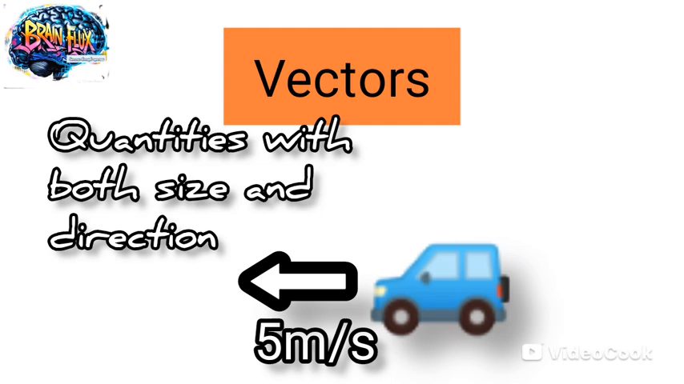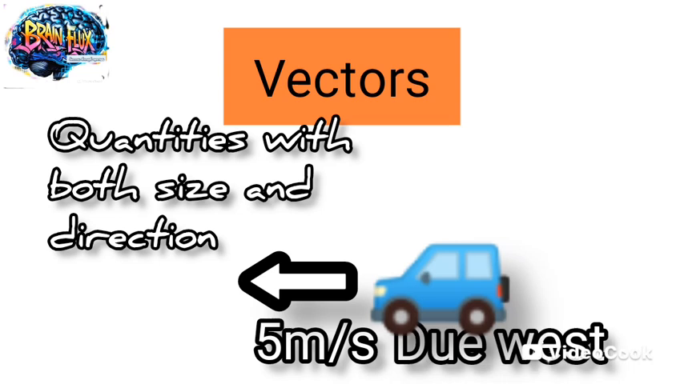Therefore, in order to fully describe vectors, you need to state the magnitude, which is 5 meters per second, and the direction in which the car moved with the velocity. And in this case, that's west. So stating it fully is 5 meters per second west.